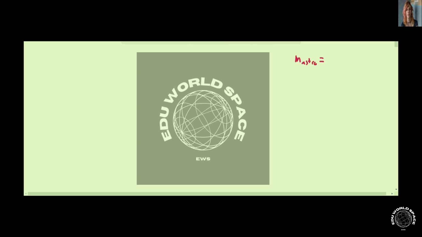So for this problem, we are given the mass of our astronaut is 105 kilograms. The mass of our ship is 9.05 times 10 to the fourth kilograms, and our force applied is 80 newtons.